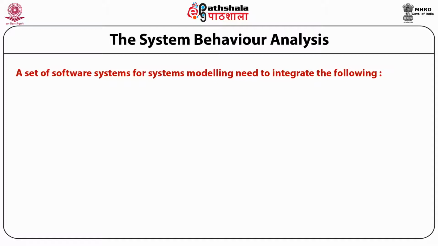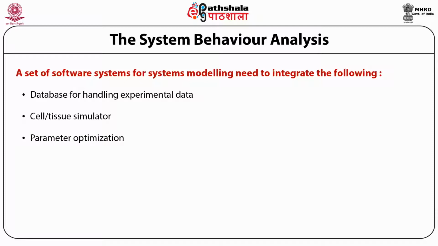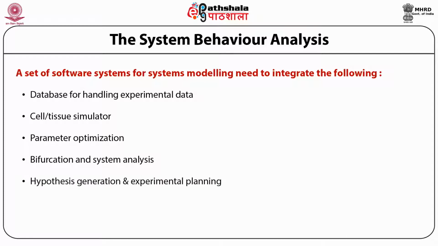So it needs to have an efficient database for handling experimental data, an efficient cell, tissue or any system simulator, parameter optimization procedures, bifurcation and system analysis, hypothesis generation and experimental planning. It should also have efficient data visualization procedures. So all these requirements should be integrated together to perform an excellent system behavior analysis procedure.